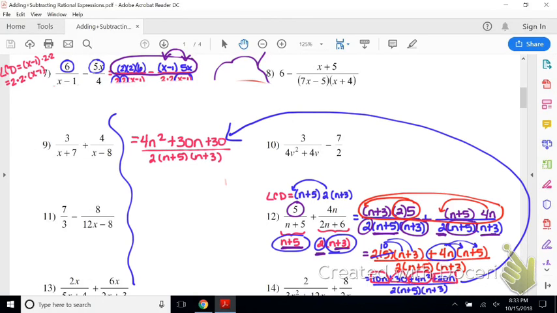Alright, so again, just like before, we got to worry about that numerator. So let's see if we can factor it out. I'm going to bring it over here and do a little factoring with it. So we have 4n squared plus 30n plus 30. First thing, it has the greatest common factor of 2. So I'm going to divide all of these numbers by 2.